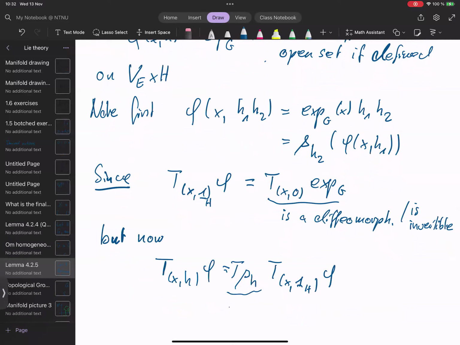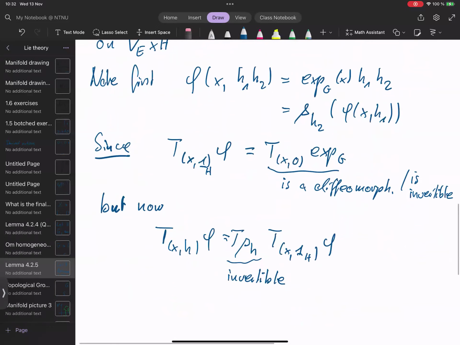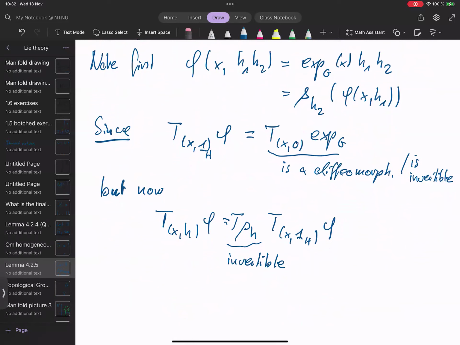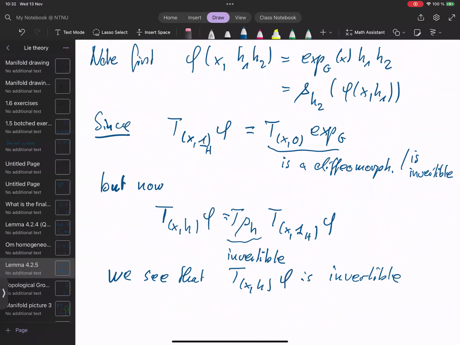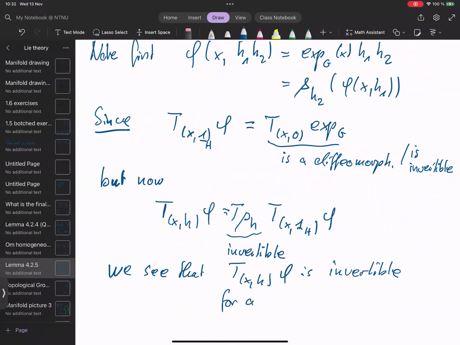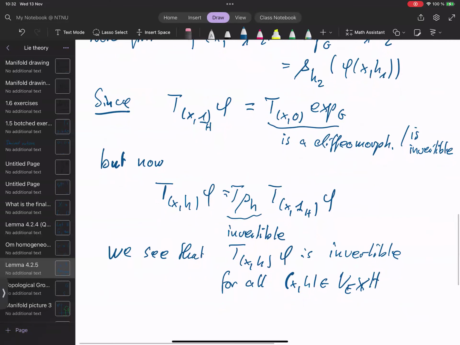And these are also invertible because on a Lie group, the right multiplications with fixed elements are diffeomorphisms on the Lie group. So we see that the tangent map T_(x,h) phi is invertible as a composition of invertible linear mappings. So this holds for all (x,h) in VE times h, and this is a nice little trick here.